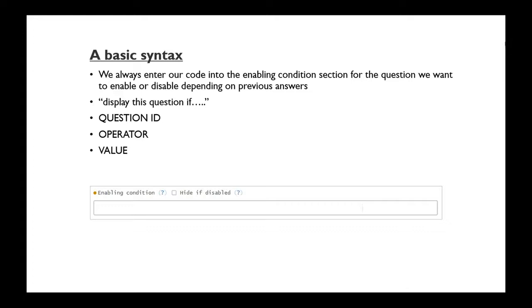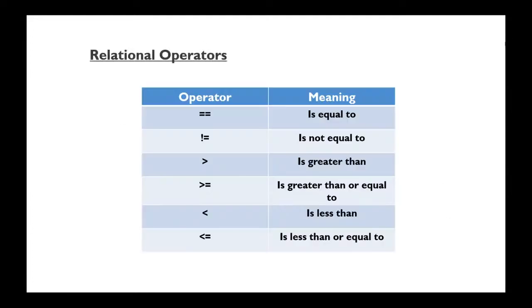Let's take a look at some of these basic operators we can use in Survey Solutions today, starting with the relational operators. So first of all, we have two equal signs, meaning is equal to. The exclamation point, followed by an equal sign, means is not equal to. Then we have is greater than or equal to, is less than or equal to.